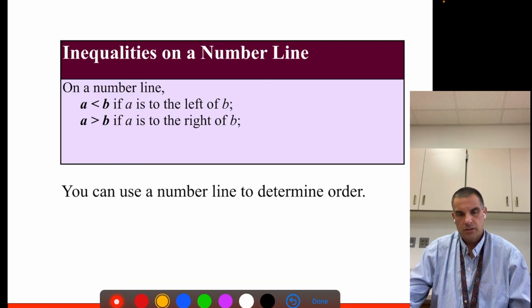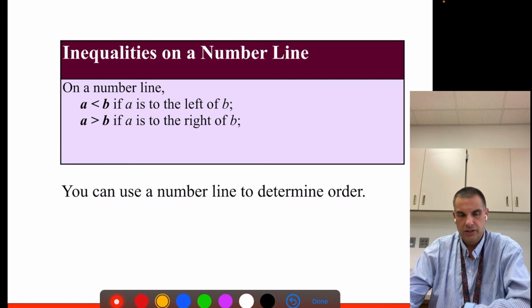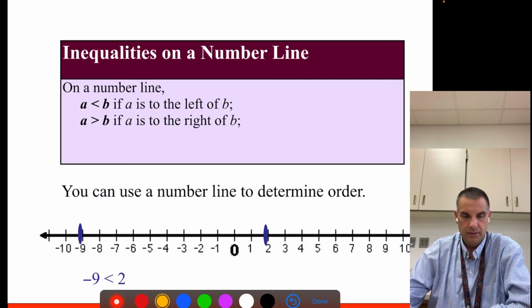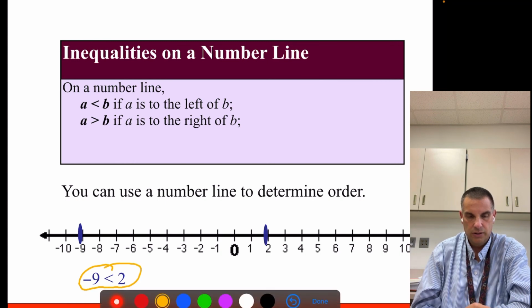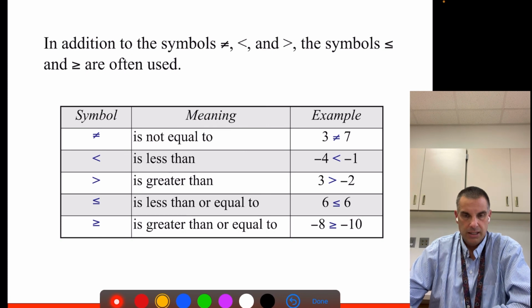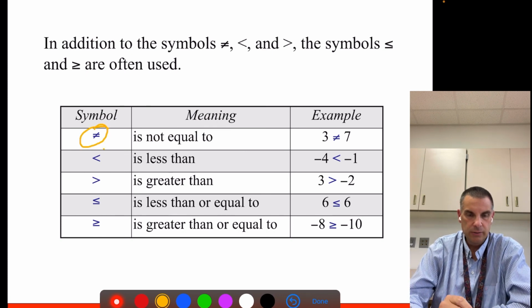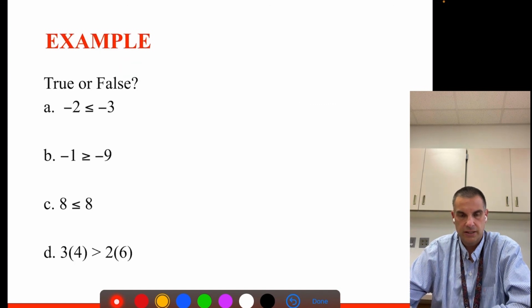On a number line, just keep in mind that if a number is less than something, it's to the left of it on the number line. If something is greater than something, it's on the right-hand side. And we can use that to determine order. So for example, if we say -9 is less than -2, well, -9 is going to be to the left of -2 on the number line. And you can see that. What the symbols mean: not equal to, is less than, is greater than. If it has a line underneath it, less than or equal to, greater than or equal to. You've seen these before, that's not new.